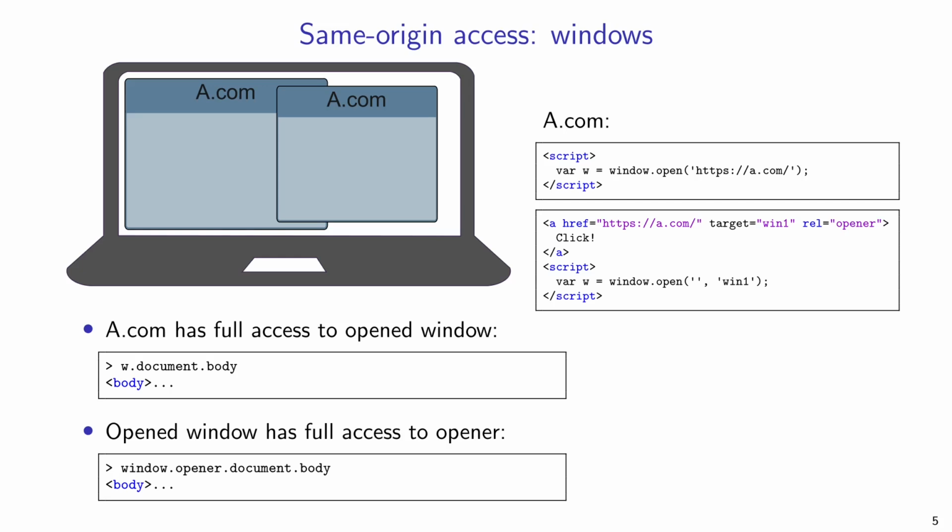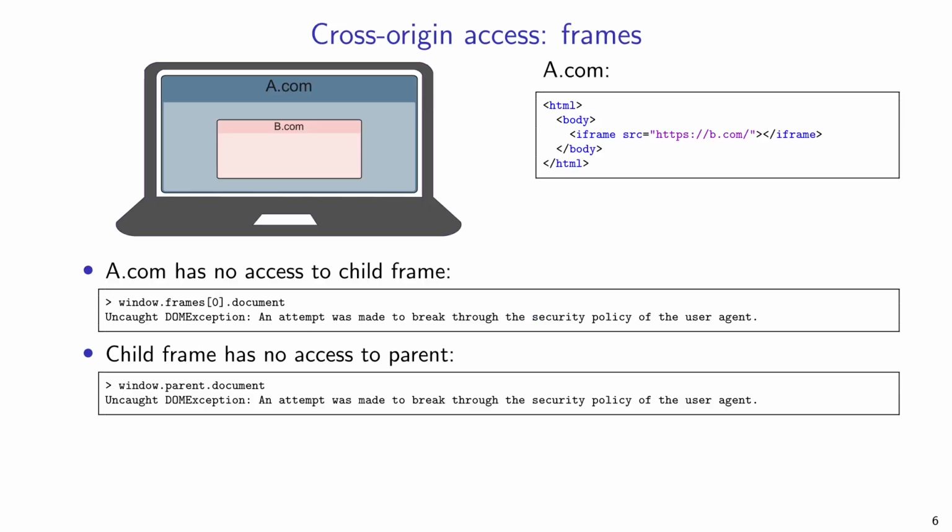Now, let's look at what happens if the loaded iframe or opened window does not belong to the same origin. So, in the case of cross-origin use of frames, a.com has no access to the child frame's DOM, and the child frame has no access to the DOM of the parent. This is expected as the same origin policy prevents documents from different origins from accessing each other.